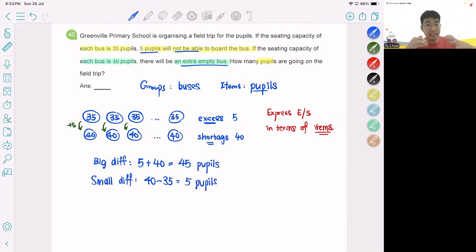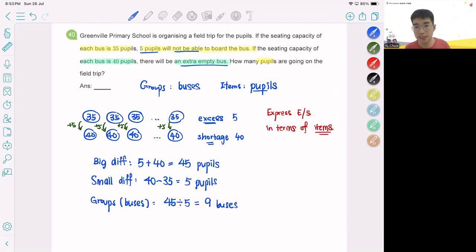Now imagine I want to give 45 pupils in total. Every bus gets 5. Every bus gets 5. How many buses can receive students? That's how many groups we have. So now we need to find our number of groups, which is the number of buses. Which is just 45 divided by 5, equals 9 buses.